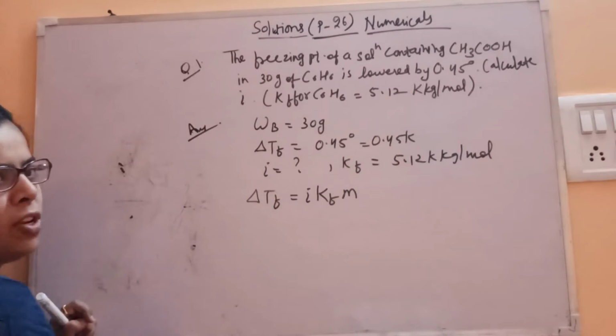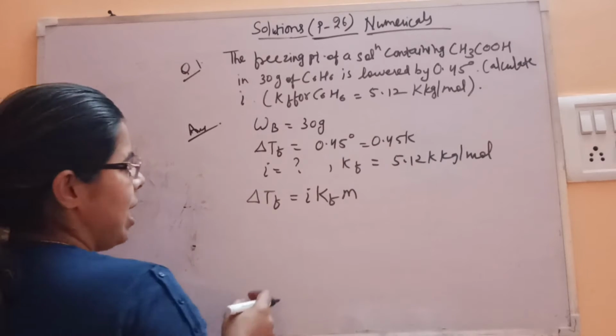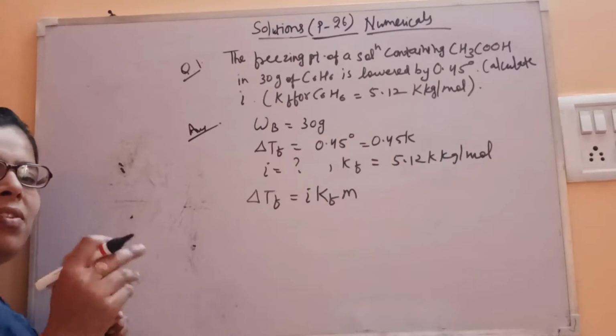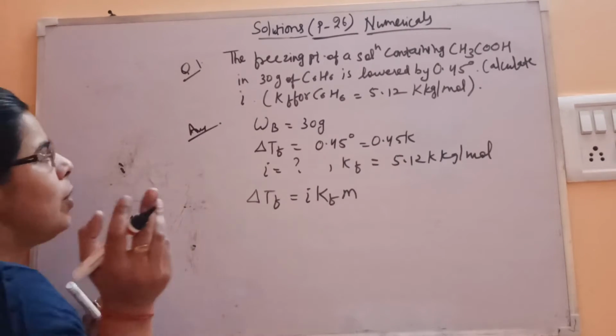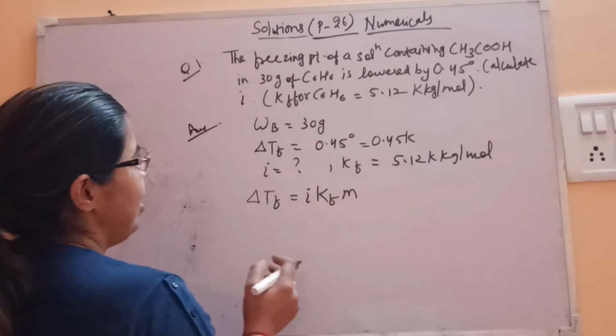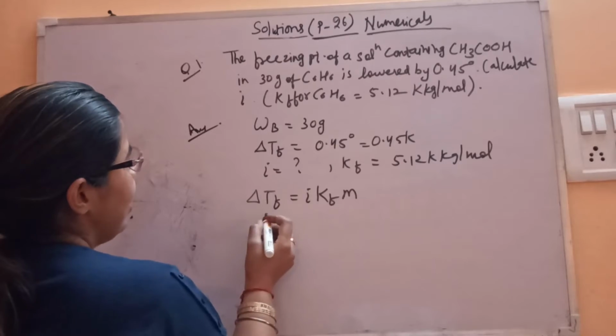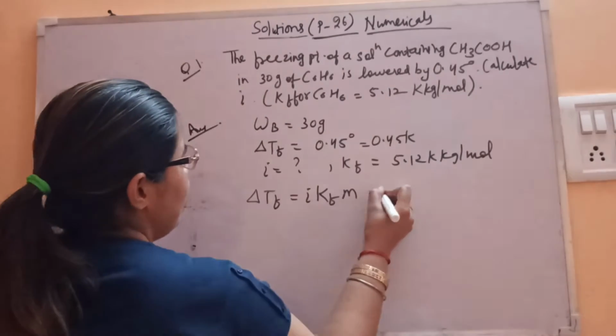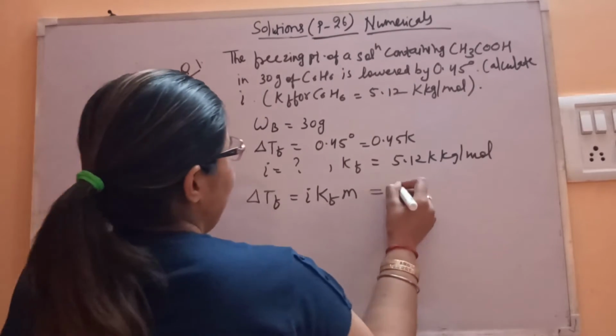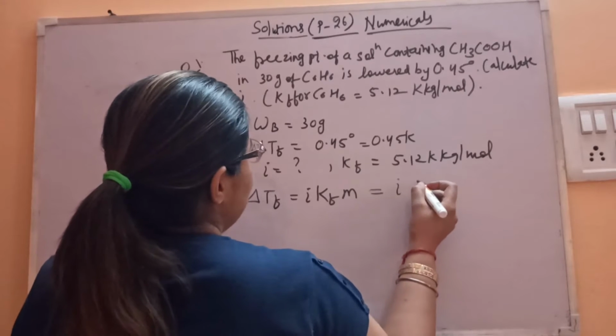Because we know the nature of acetic acid, it will associate. From i you will also come to know whether it will associate or dissociate. You will come to know about the nature of the solute as well, either is it getting dissociated or associated. Fine, so substitute the values. i you need to calculate. Kf is what?